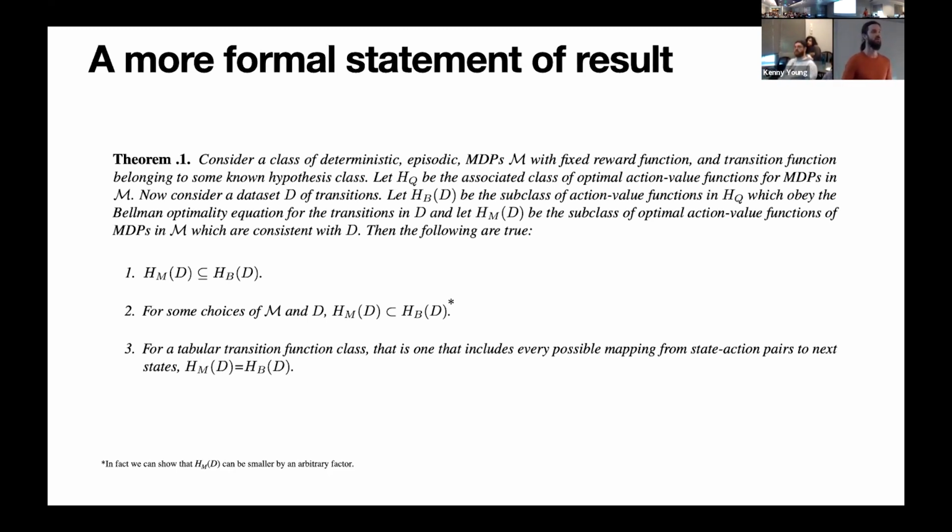Yes, Griffin. So the first and the second and third point seem slightly contradictory, right? The third point and the star, because you're saying that in some case the HMD is exactly the same as HBD. And you're also saying that HMD can be smaller by an arbitrary factor. So there have to be the non-tabular case, right? Yeah, it has to be in the non-tabular. And so what is the thing that you need to make it as small as you want? I'm going to describe a problem that has this characteristic next, so maybe that will make it more clear. Okay, I see.